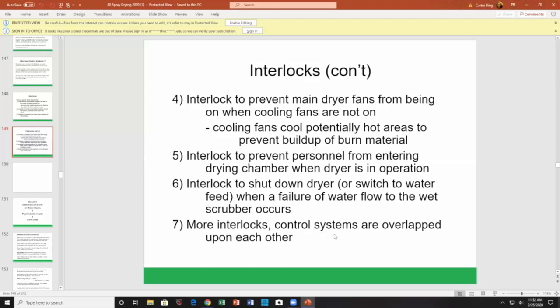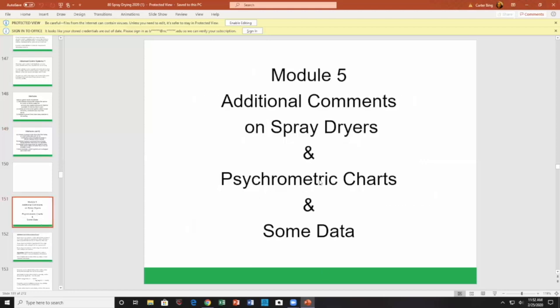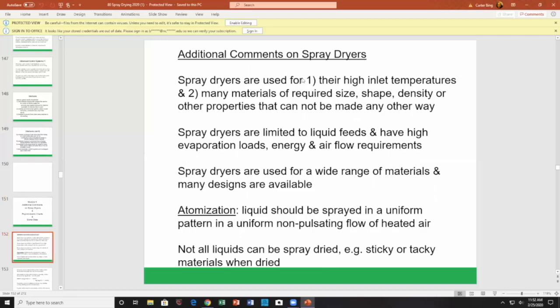More interlocks, more control systems overlapping upon each other. Anyway, additional comments on dryers, psychrometric charts, and some data. Just rattle off a few things here.